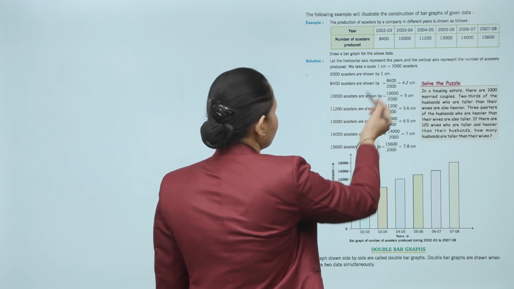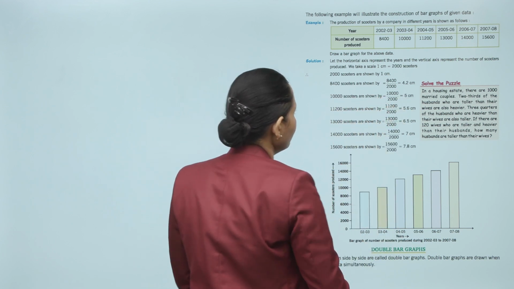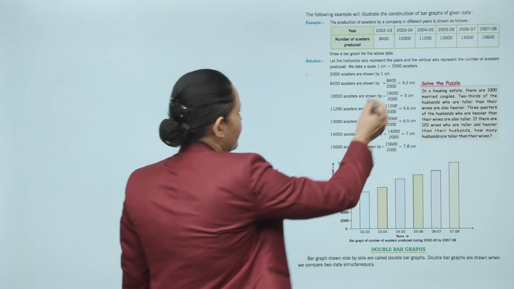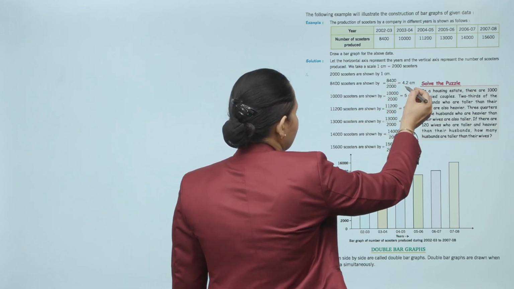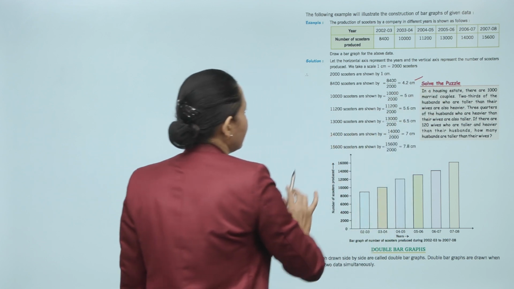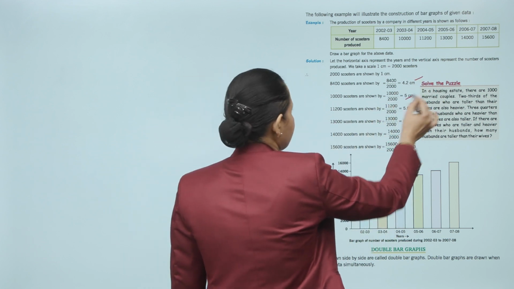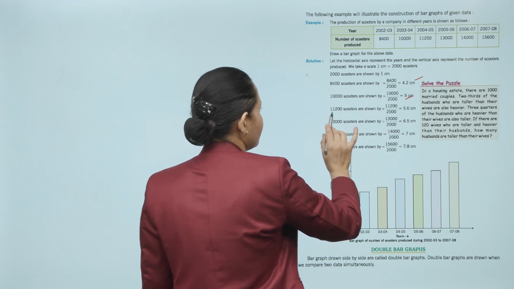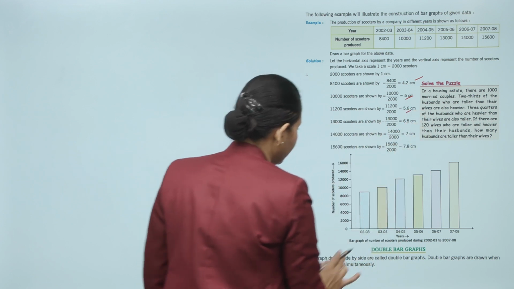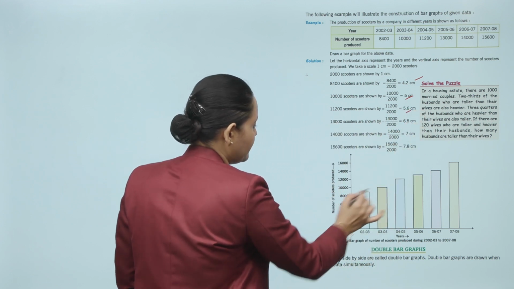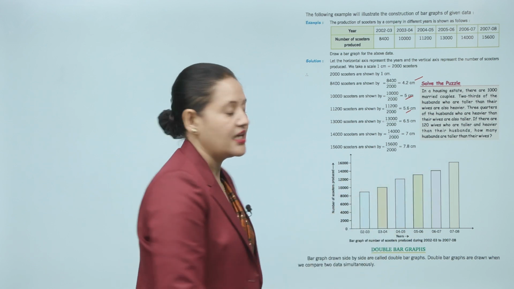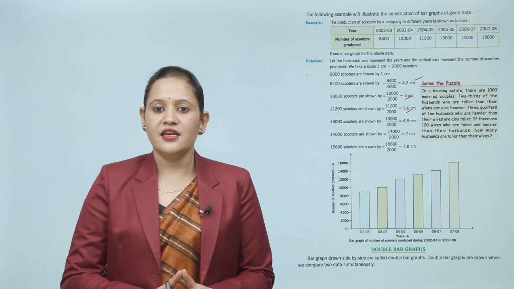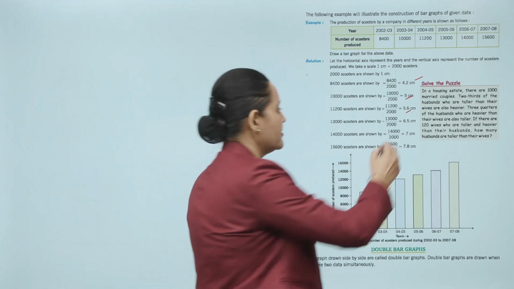8400 scooters are shown by 4.2 centimeter, because 8400 divided by 2000 is 4.2 centimeter. 10,000 के लिए हो जाएगा 5 centimeter. 11,200 के लिए 5.6 centimeter. वो हमें ग्राफ पेपर पे उसके अकॉर्डिंग मार्क करना है और इस तरीके से हमें बार ग्राफ ड्रॉ करना है. क्लियर? नेक्स्ट, सॉल्व द पज़ल.